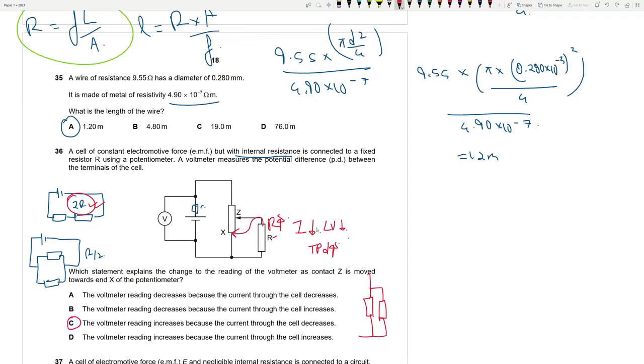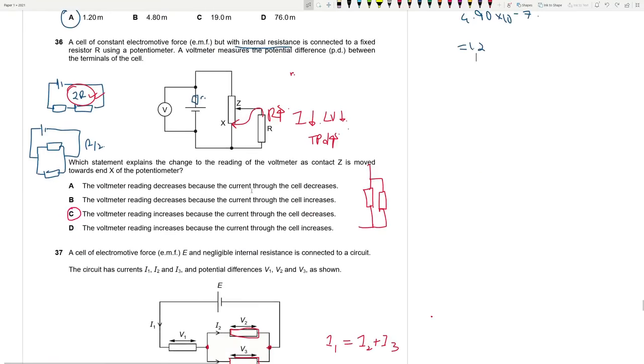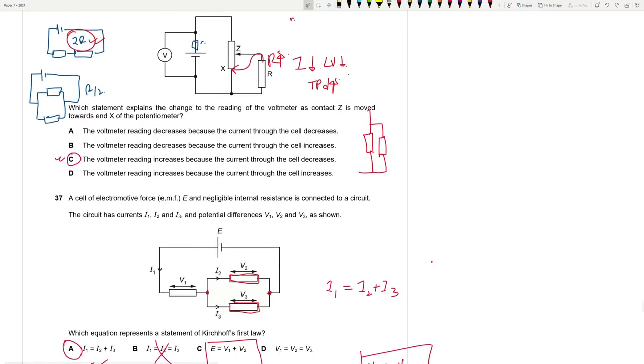So when resistance increases, the current in the circuit will decrease, lost volts will decrease, and the terminal PD, or the reading across the terminals of the battery, will increase. That's why the answer is C. Interesting question. Always remember, in series, resistance is higher.